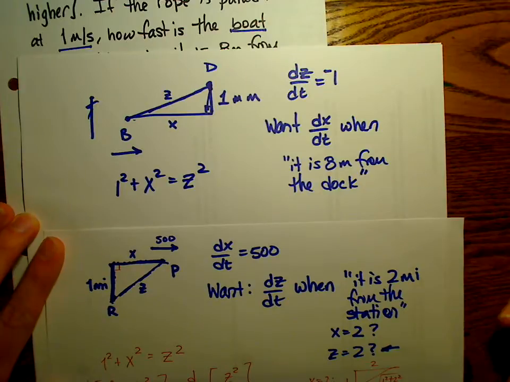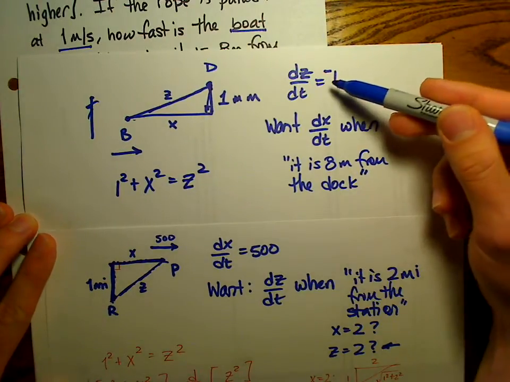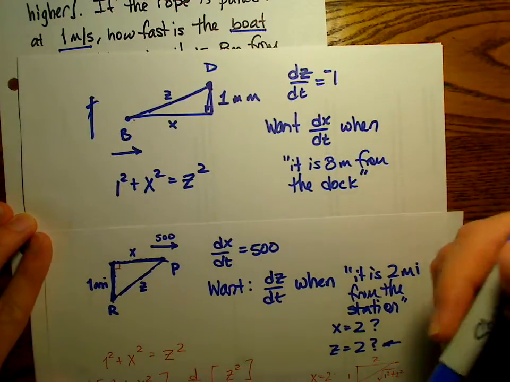Before they gave a dx/dt for the plane, for the boat, they give a dz/dt, and they want the other one. But still, it's the same process. It's the same diagram.